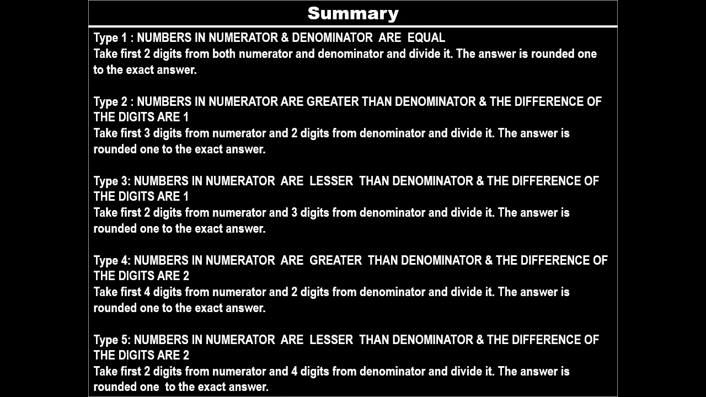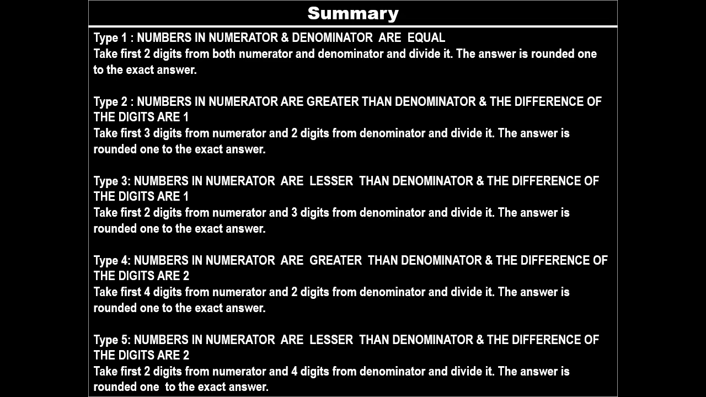Numbers in the numerator are lesser than the denominator and the difference of the digits is 1. Okay, what is the rule we used in type 3? Take the first 2 digits from the numerator and 3 digits from the denominator and divide. The answer is rounded to the exact answer. I told you, friends, type 3 is opposite to type 2. In type 2 we took the first 3 digits from the numerator and 2 digits from the denominator, but in type 3 we took 2 digits from the numerator and 3 digits from the denominator. In this point only you have to understand the difference between type 2 and type 3.